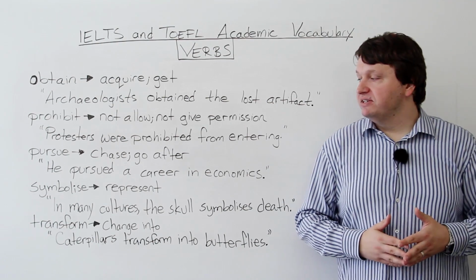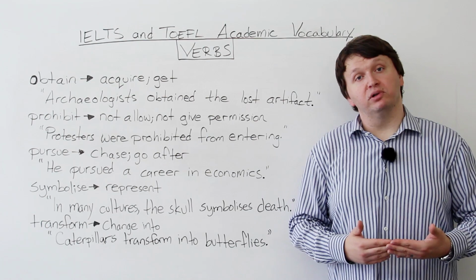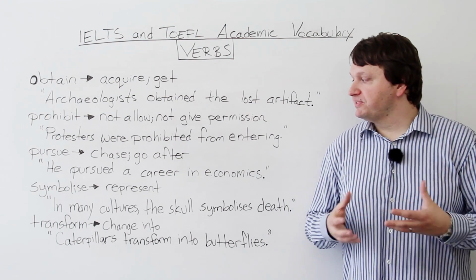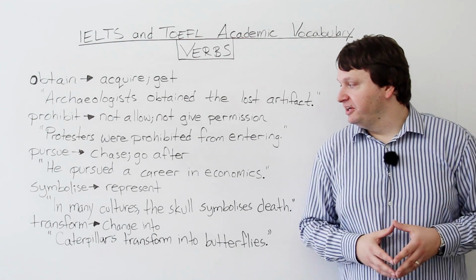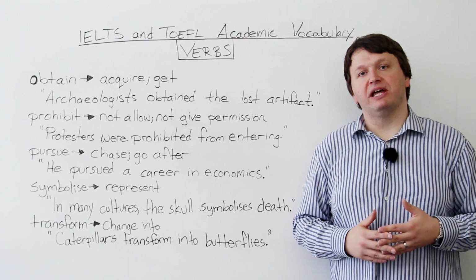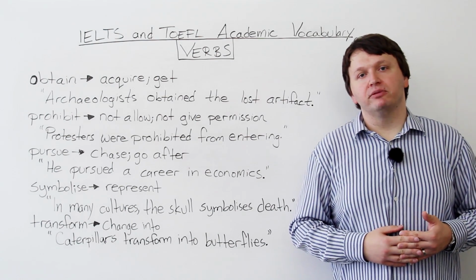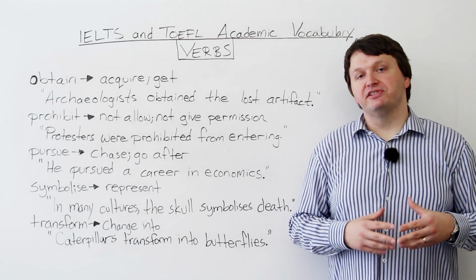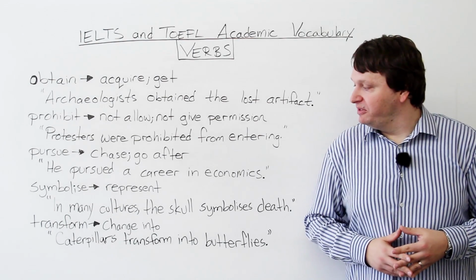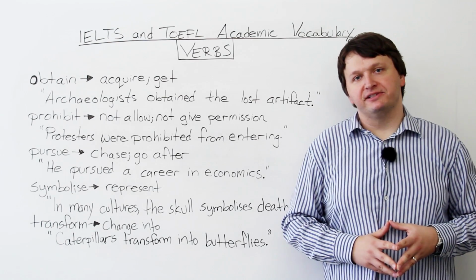Okay, the next verb is symbolize. Symbolize, you might see the word symbol in this. A symbol is a representation of something. So to symbolize is to represent. For example, in many cultures, the skull, a human skull, symbolizes death. It represents death. And finally, we have the verb transform, which just means to change into. It comes from transformation, which is the noun form. So, for example, caterpillars transform into butterflies.